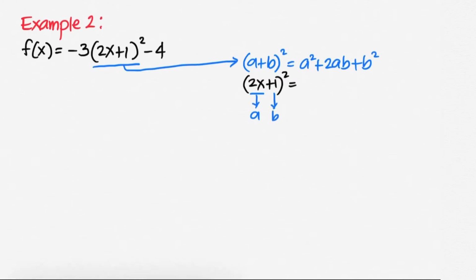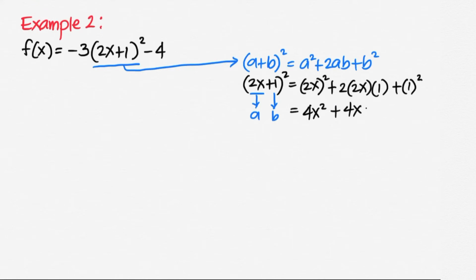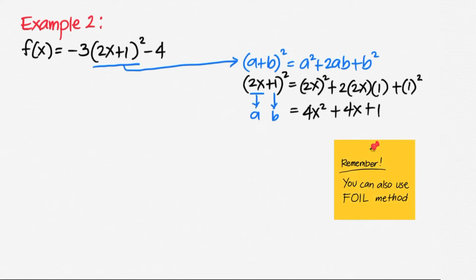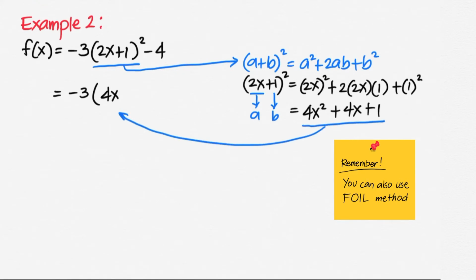So let's substitute. A squared is 2x squared, plus 2 times 2x times 1, then plus 1 squared. Then simplify: equals 4x squared plus 2 times 2x times 1 is 4x, and then plus 1. Substitute this to the function. We copy negative 3, and then 4x squared plus 4x plus 1.